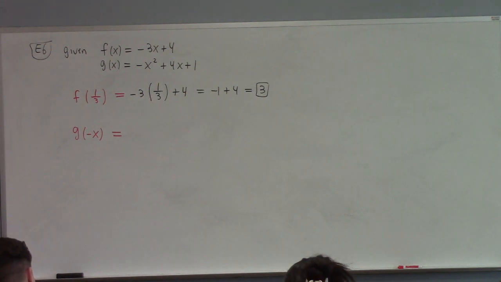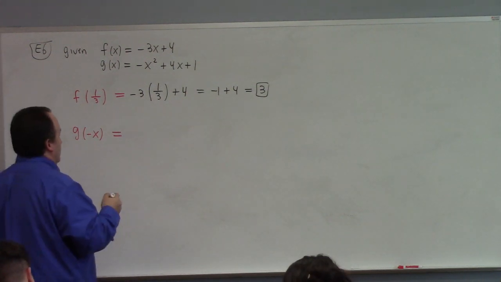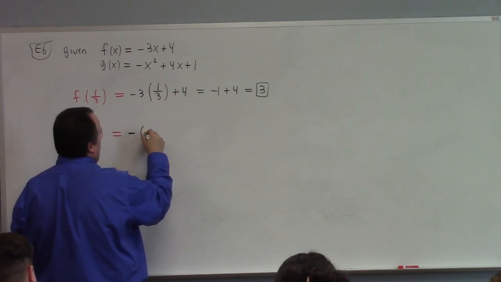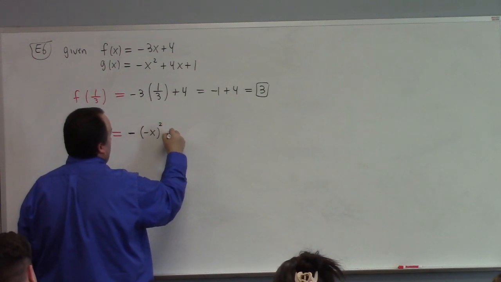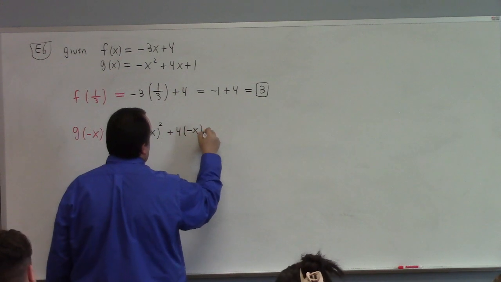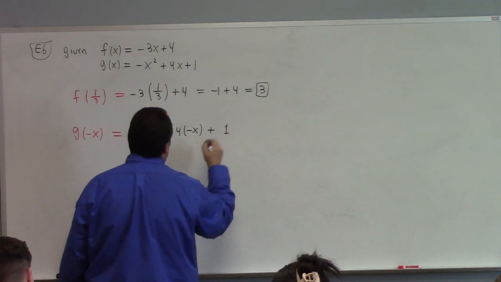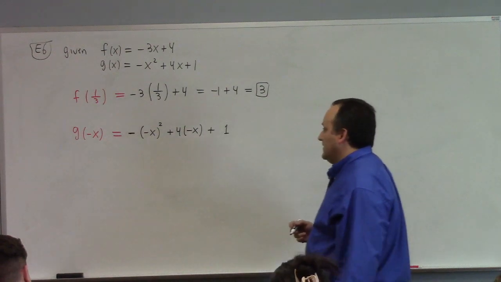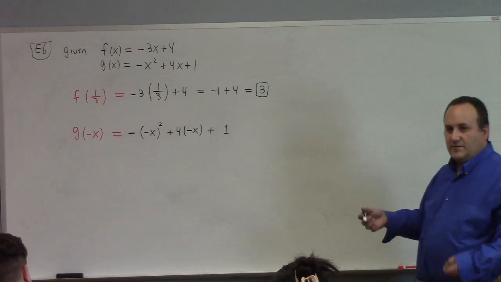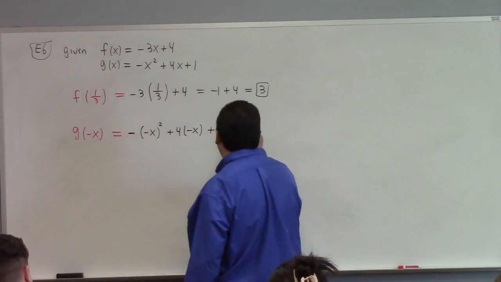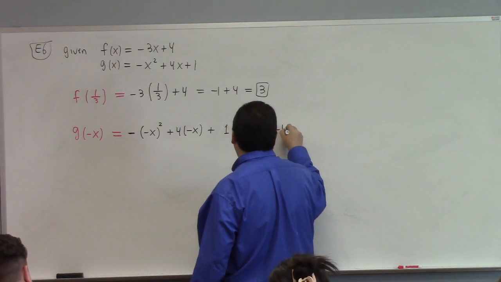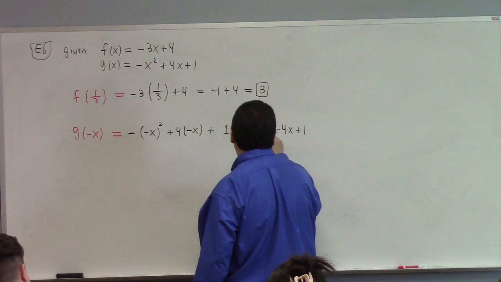Now, how about g of minus x? How does that work? Well, we've got to be careful. We have minus, and then we put minus x, and we're supposed to square it, plus 4, and then minus x plus 1. So I put parentheses in like that. And then we can simplify this, right? What does that actually equal? We've got minus x squared minus 4x plus 1.